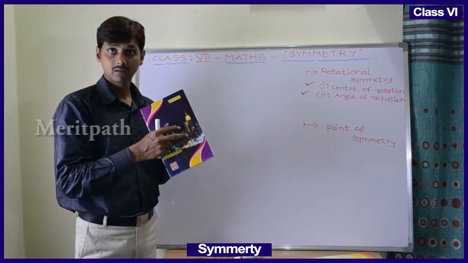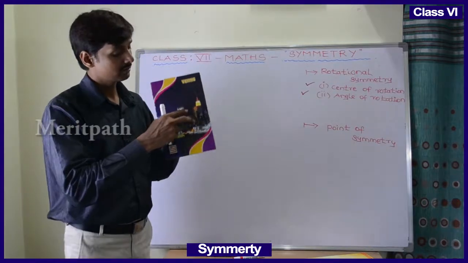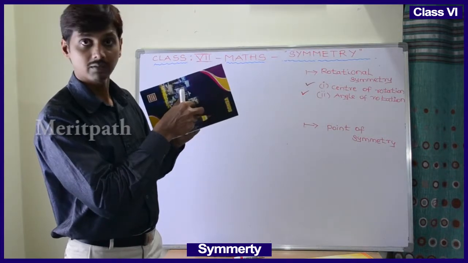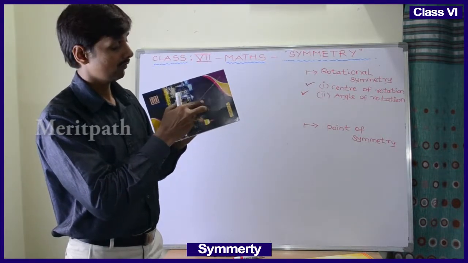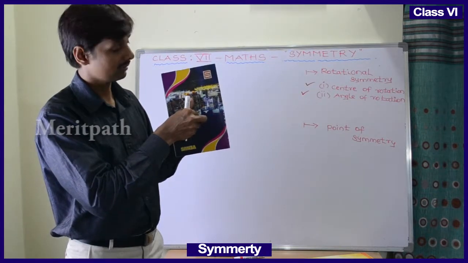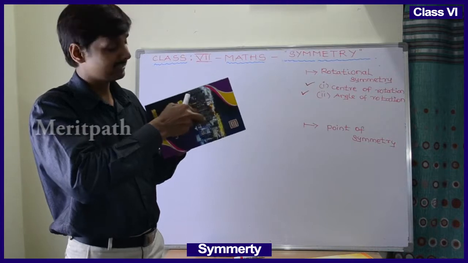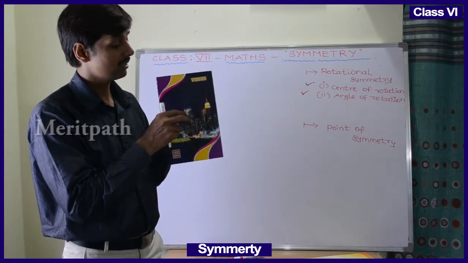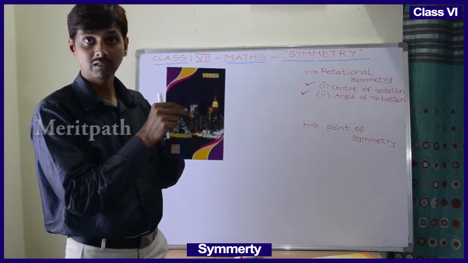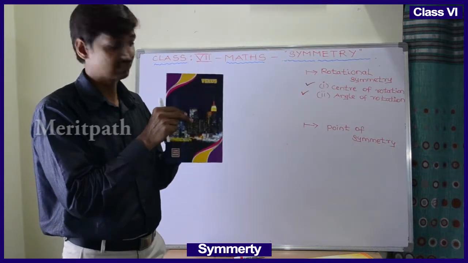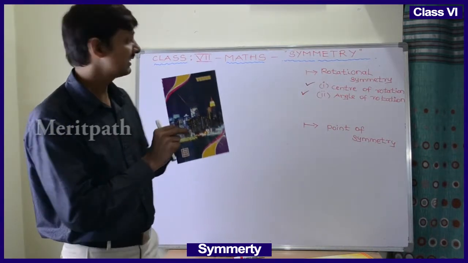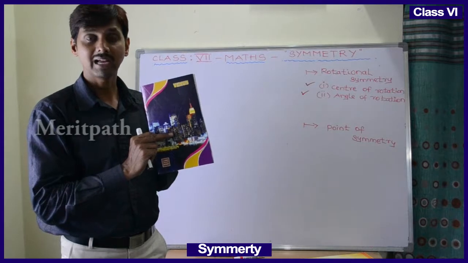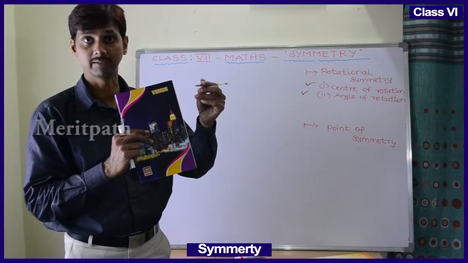So let's see how many turns it made. When we turn this object for a quarter turn, it made like this, and for 180 degrees, the reverse of the object, and next 270 degrees, and complete revolution 360 degrees, and we got the same object which we had previously. This is called rotational symmetry. When we are rotating an object, it has an angle made and a center of symmetry.